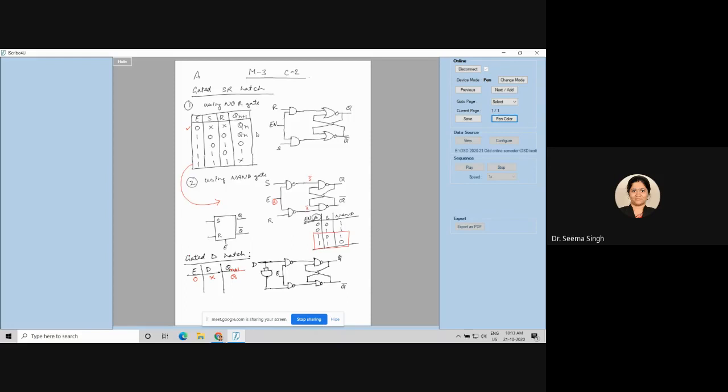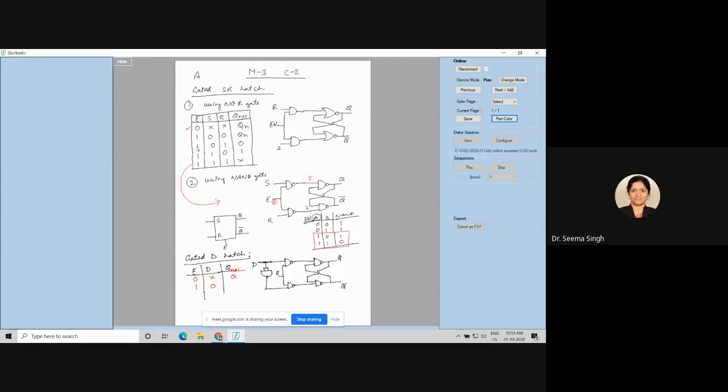Now let us see when enable is 1 and I am making my D as 0. Can somebody tell me which case of these 4 rows will be used here? If enable is 1 and I am making D equal to 0, which case, second row, third row, fourth row or fifth row? Which case will be used? Third row, ma'am. Third row, very good.